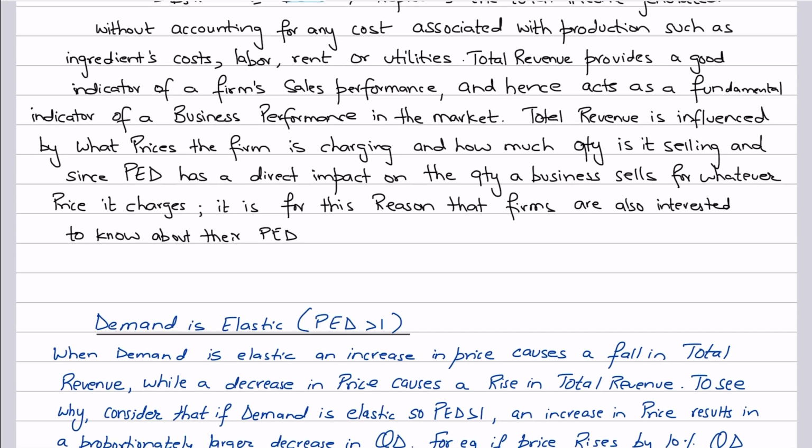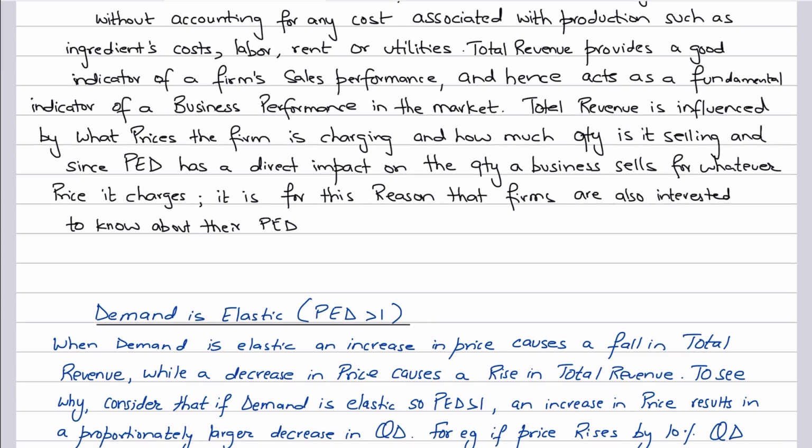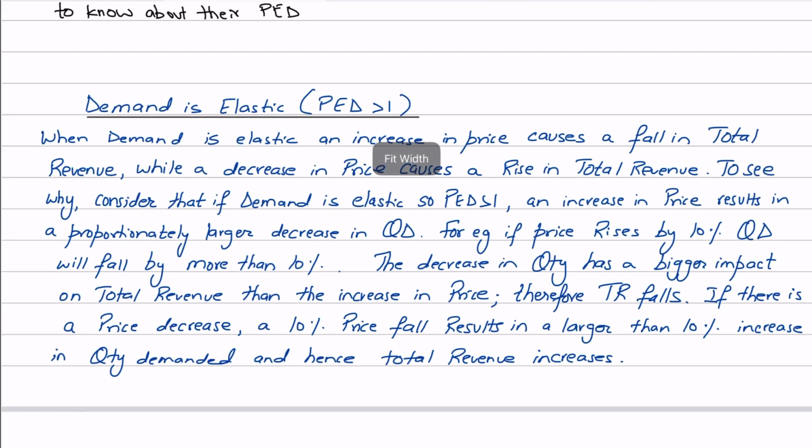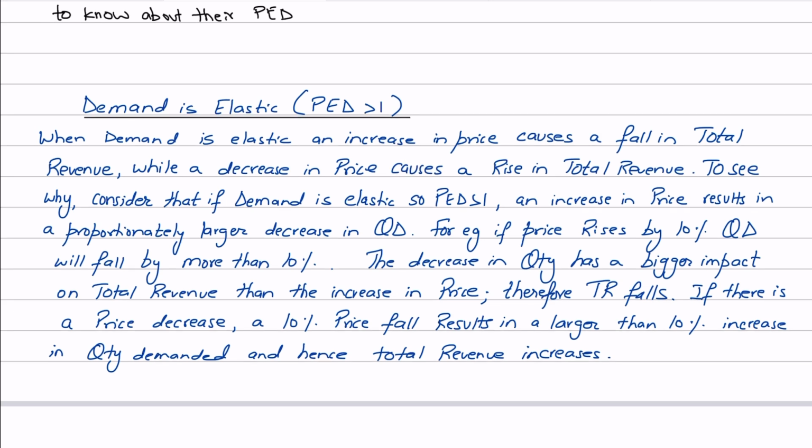So first, let's see what would be the impact of price changes on total revenues if the demand is elastic, right? So if the demand is elastic, guys, what will happen if you increase the price of a product? Now, all of this is basically analysis. If the demand is elastic, an increase in price causes the revenue to fall, while a decrease in price causes the revenue to rise. Now, the first two lines is just simply asserting something without really explaining it.